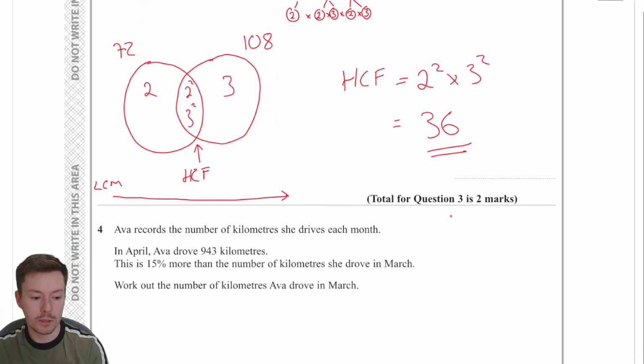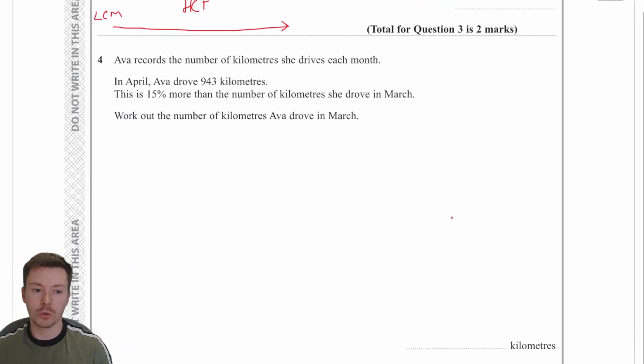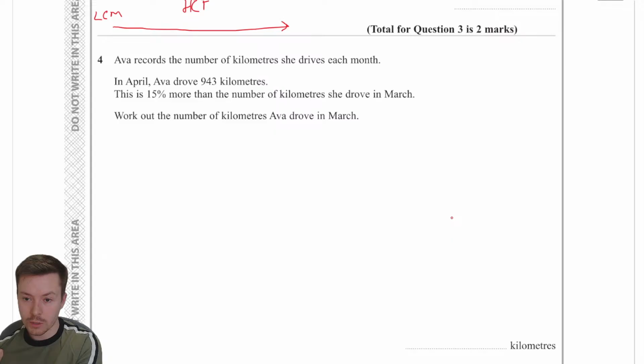Right, moving on then to the next question. Ava records the number of kilometres she drives each month. In April, Ava drove 943 kilometres. I don't know why, maybe it's for tax purposes. She's recording how far she's driving each month.